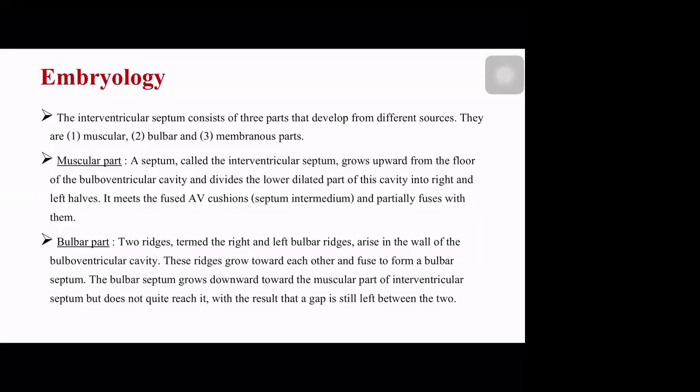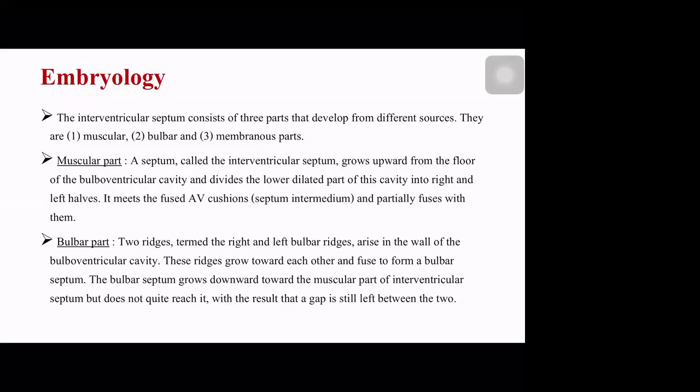Now, what is the role of the bulbar part? Two ridges, termed the right and left bulbar ridges, arise in the wall of the bulboventricular cavity, and these ridges grow toward each other and fuse to form a bulbar septum. The behavior of the bulbar septum is just the reverse of the muscular septum.